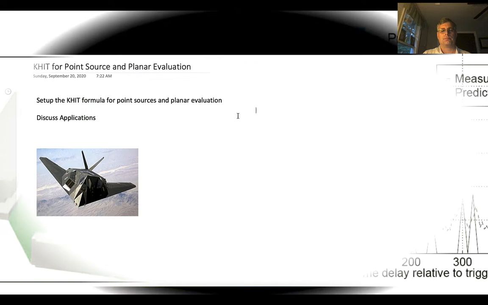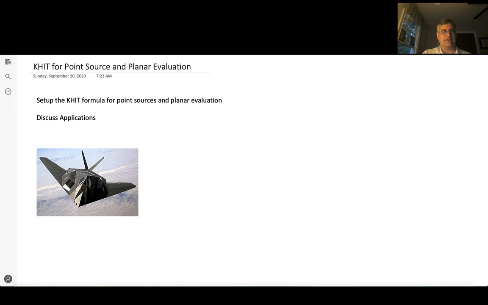So we'll be talking about more Kirchhoff-Helmholtz Integral Theorem. And we're going to start evaluating it for planar surfaces and point illumination. We're going to set up the KHIT formula based on the derivation we did in the previous lecture. And we'll discuss some applications if we get a chance.